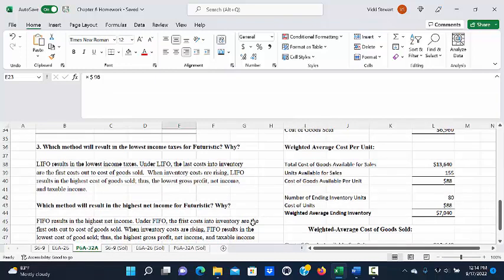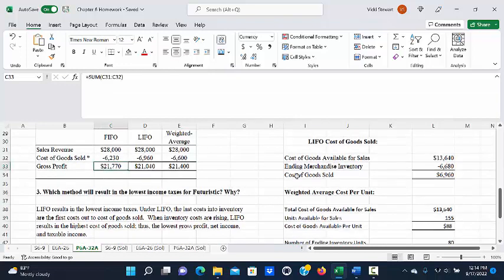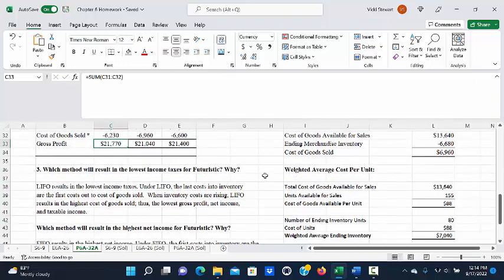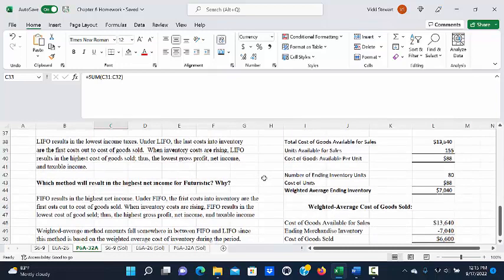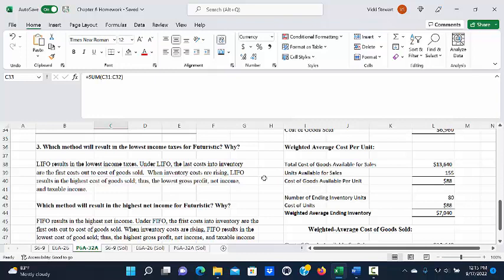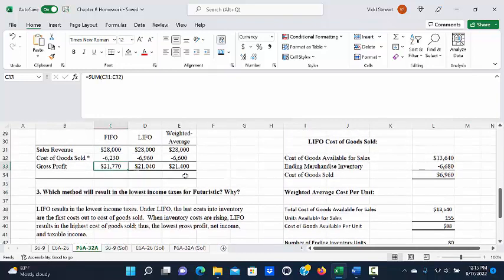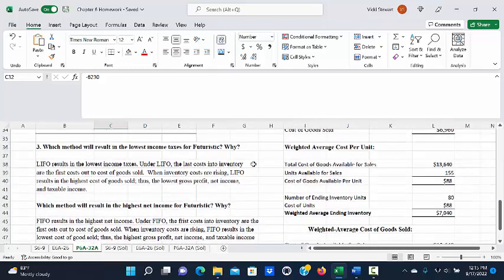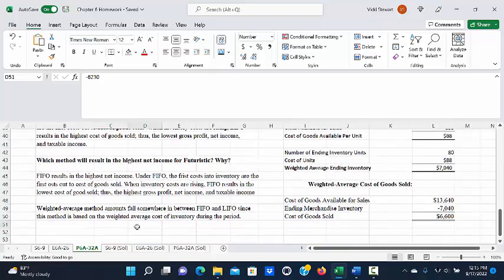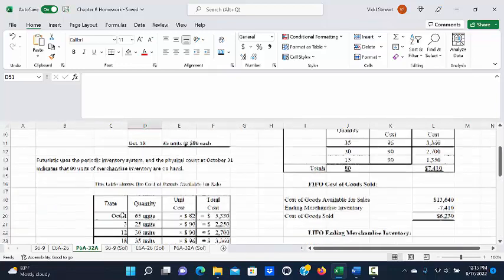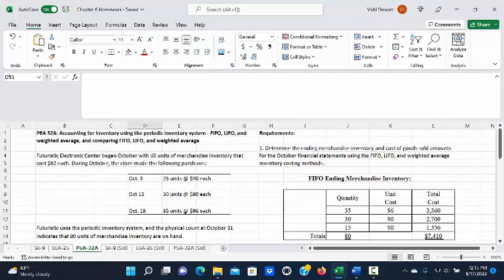So FIFO will result in the highest net income because it has the highest gross profit, which would mean the highest net income. And the reason why is when inventory costs are rising, FIFO results in the lowest cost of goods sold, and then that makes for the highest gross profit. And as we said, weighted average will always fall between FIFO and LIFO since it's based on the weighted average cost of inventory during that period. And that is the conclusion of the demonstration for problem 6A32A.